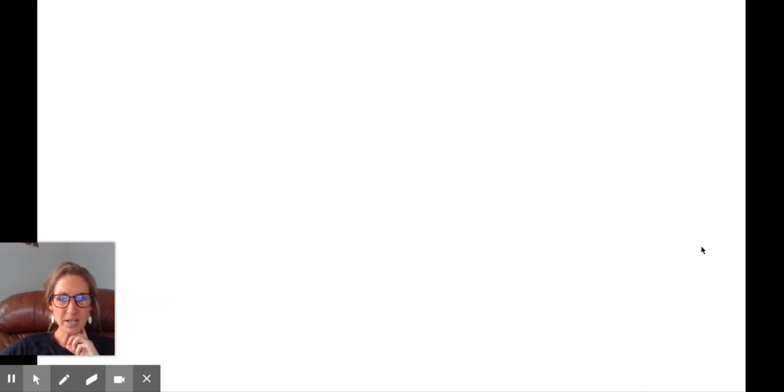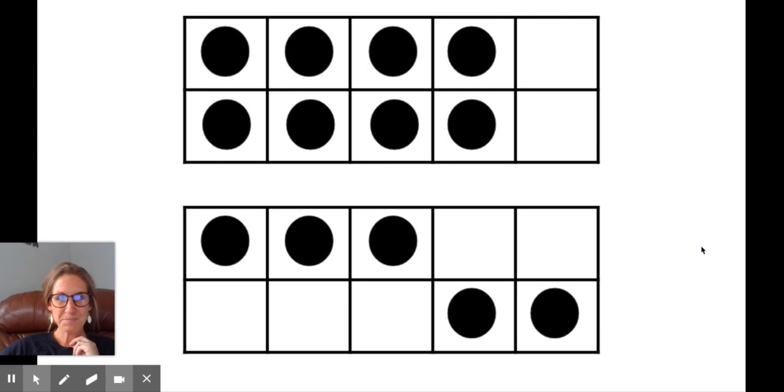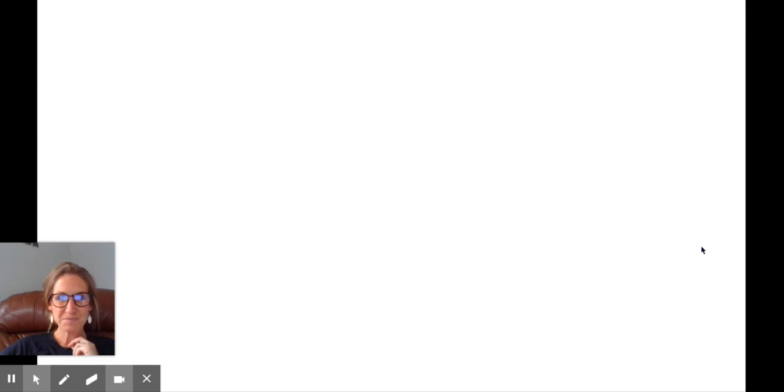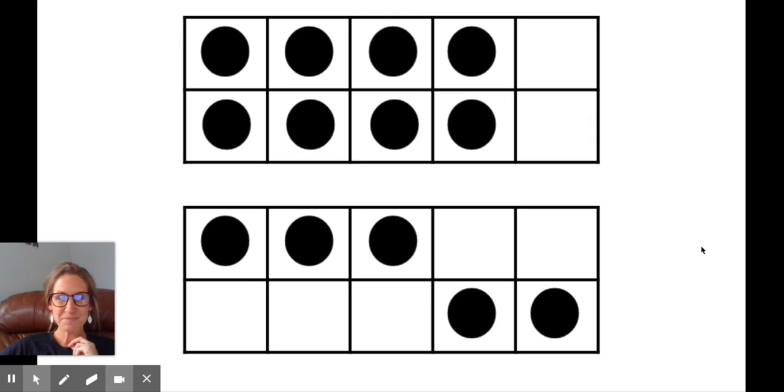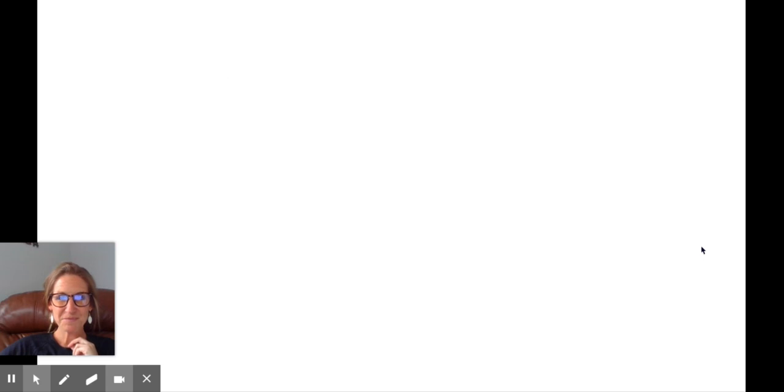All right, let's do it again. Here we go. I'm going to show you some dots. How many do you see? Here we go again. All right, so what was that total and how did you see it?